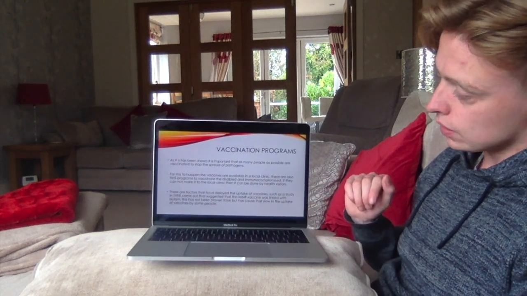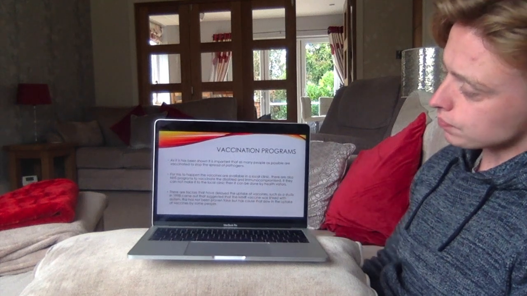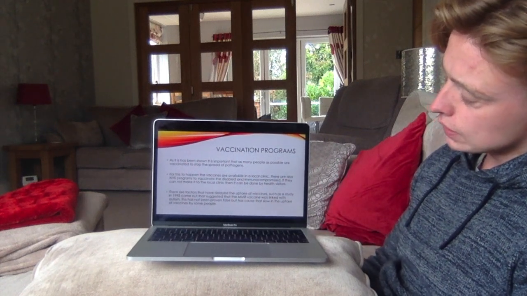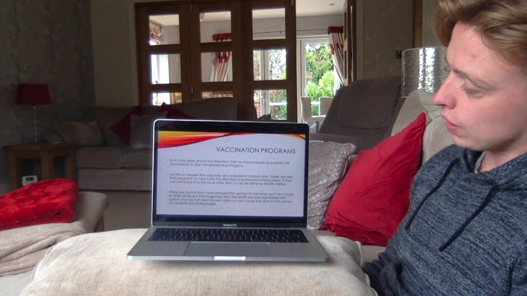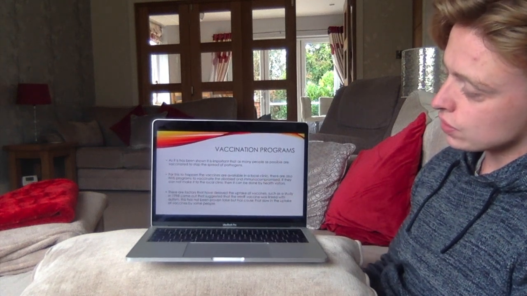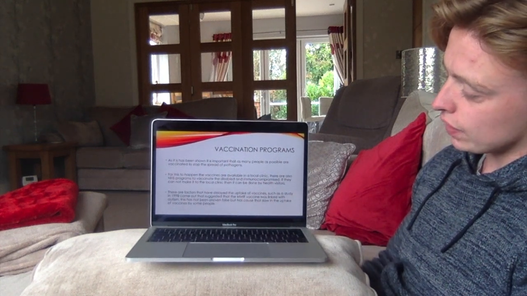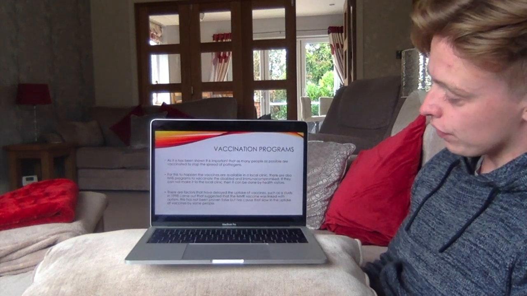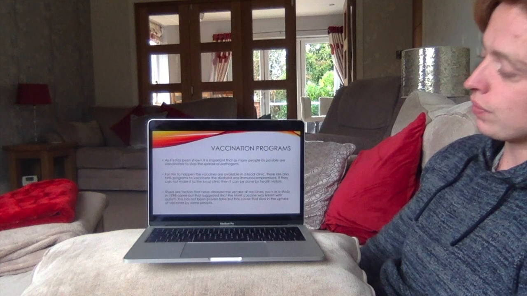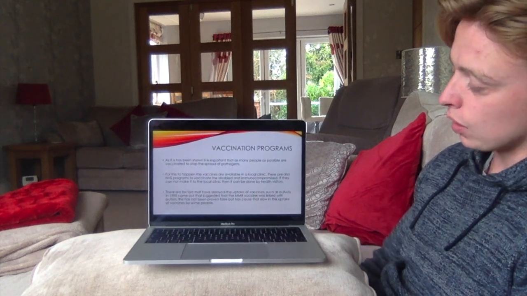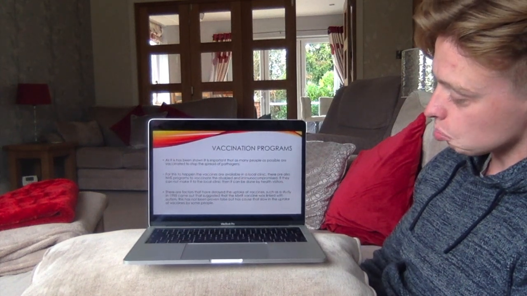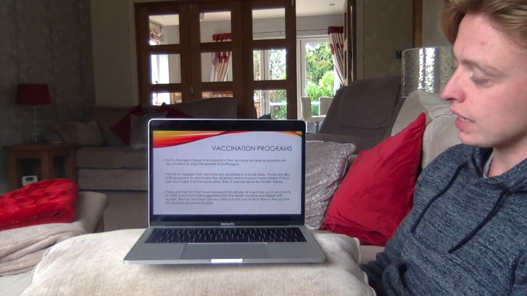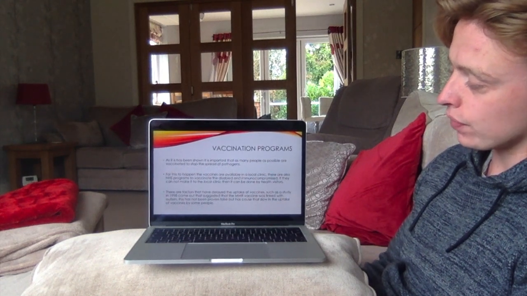Okay, so we've got vaccination programs. So as it's been shown, it's important that as many people as possible are vaccinated to stop the spread of pathogens. For this to happen, the vaccines are available at local clinics. Therefore, there are also NHS programs to vaccinate the disabled or immunocompromised people. If they cannot make it to the local clinic, then it can be done by health visitors.